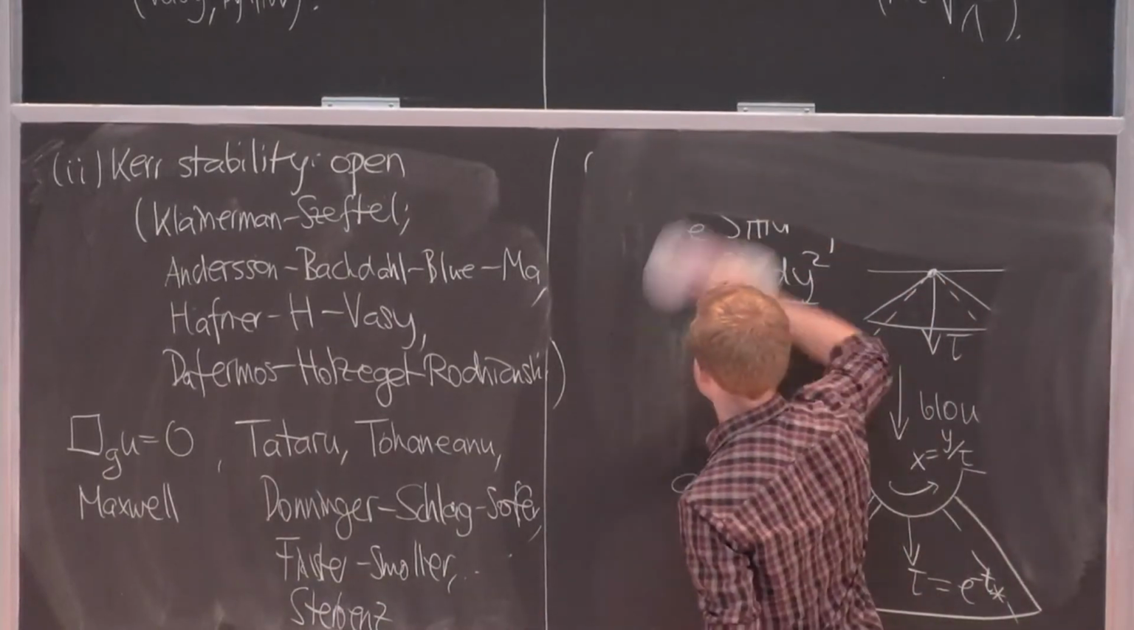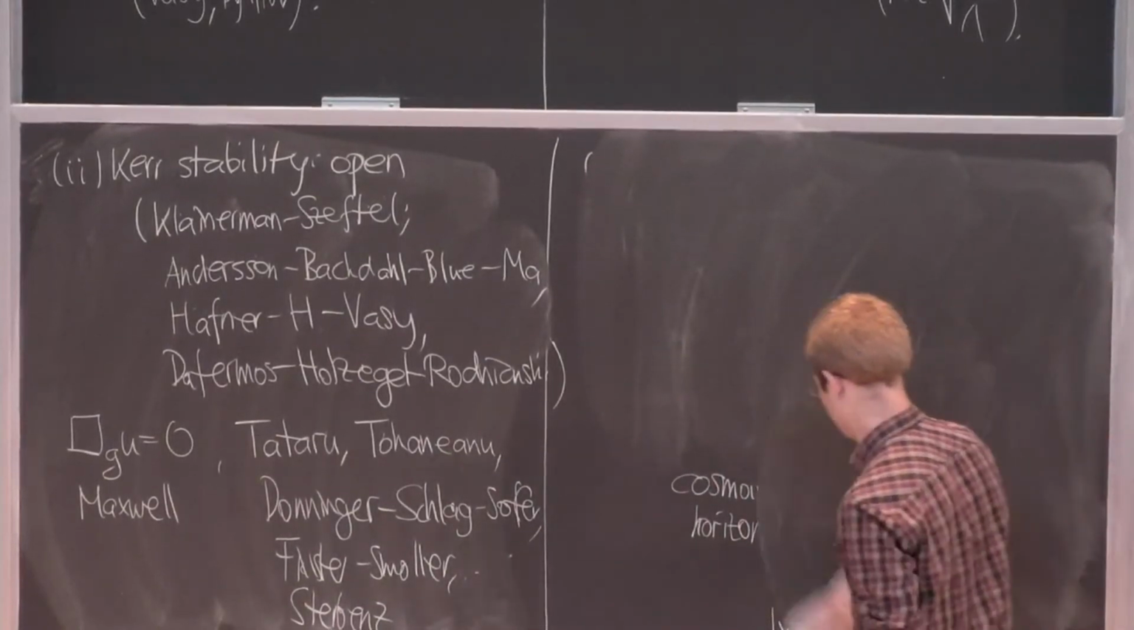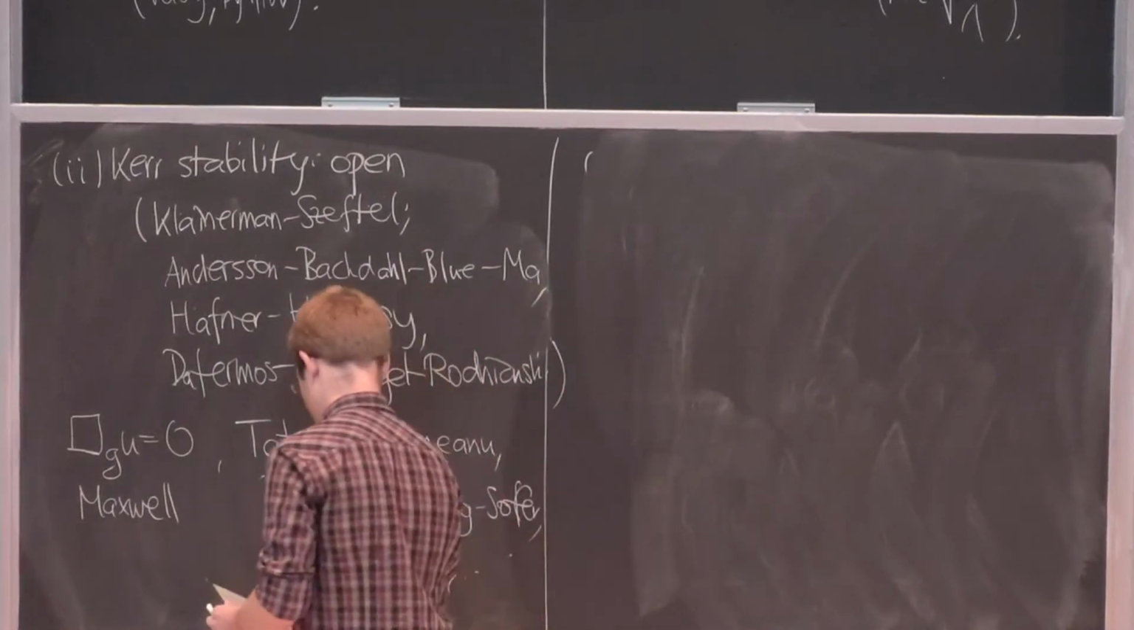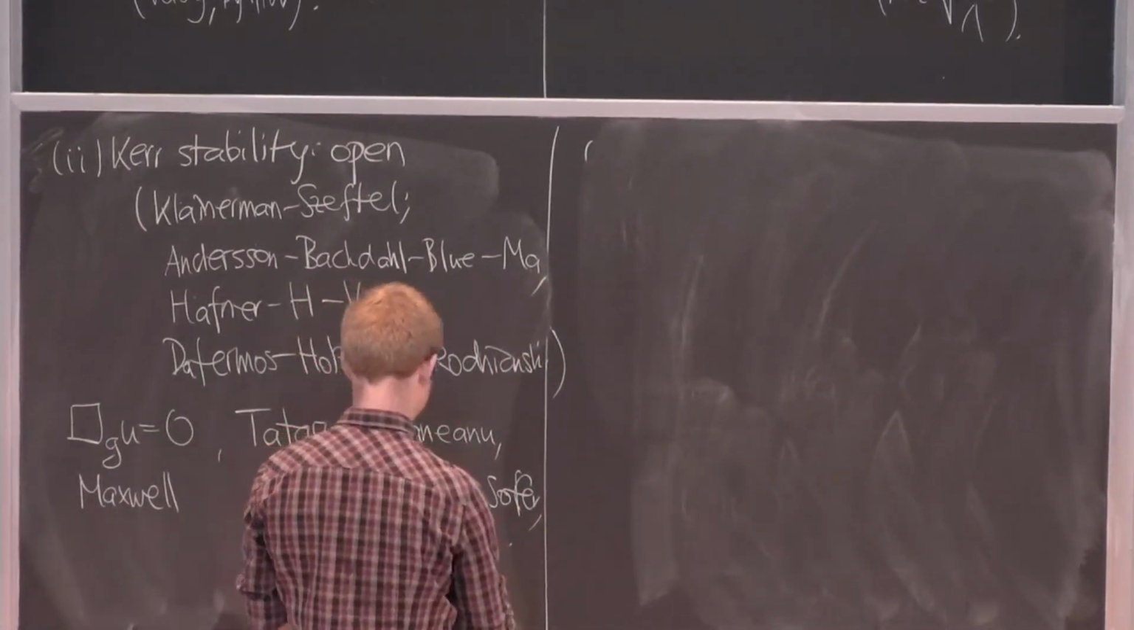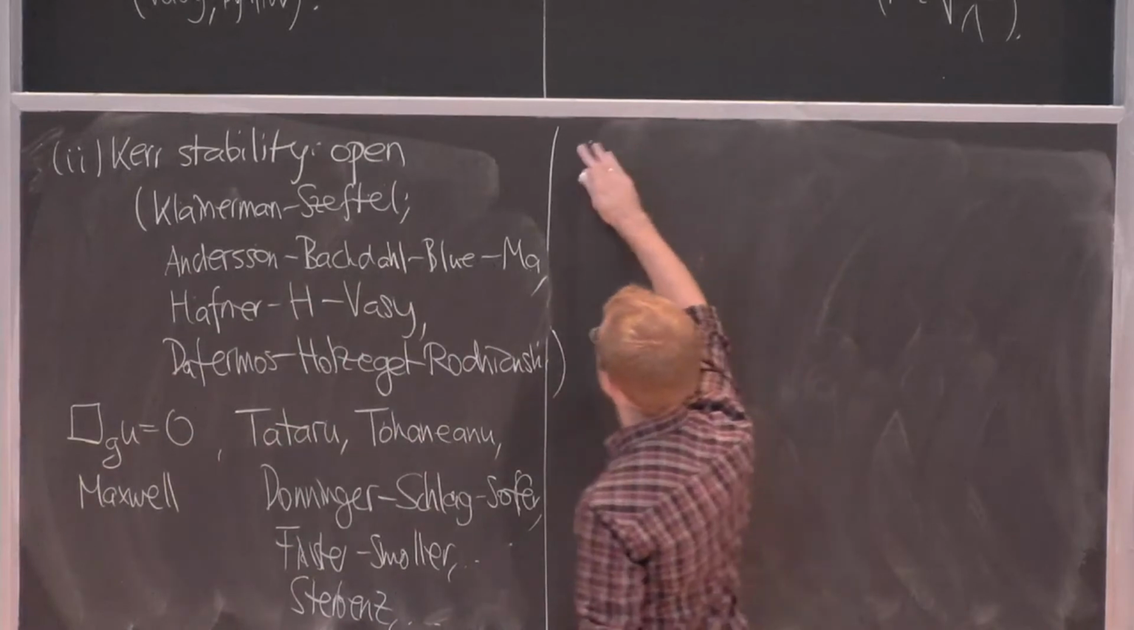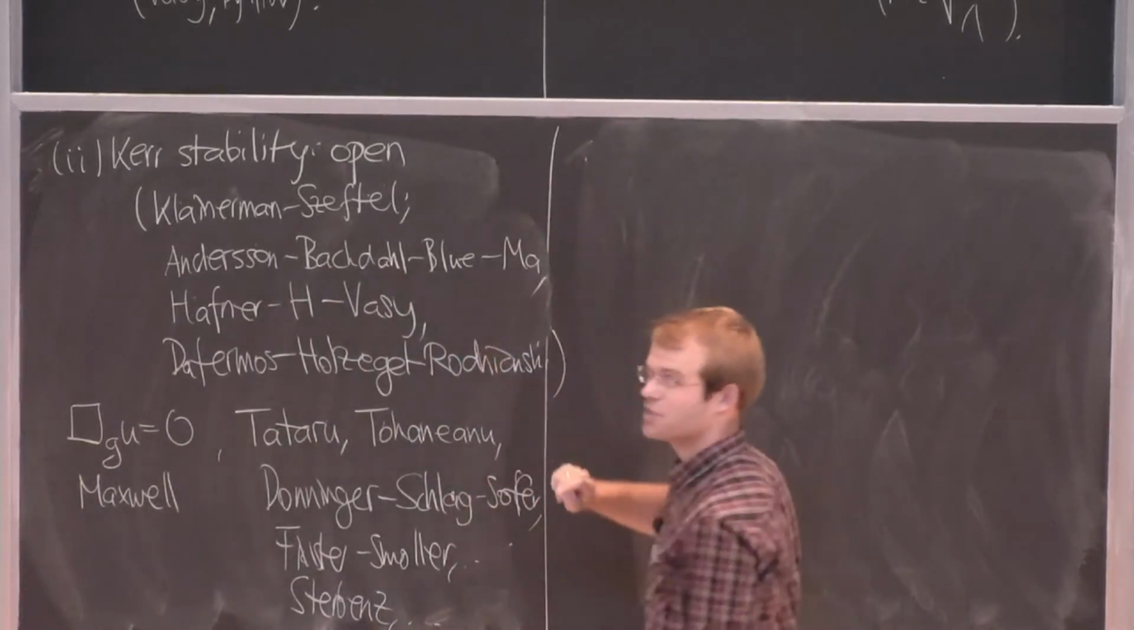But the nonlinear stability result is still elusive. OK, so let's then talk about things that have been proved again. And that takes place in the positive cosmological constant setting.